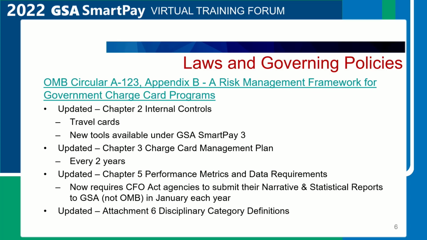Many of the circular updates were made to include elements of Public Law 112-194, the Charge Card Abuse Prevention Act, which affects the travel business line less so than the purchase business line. Again, you can find all the requirements in the OMB circular.